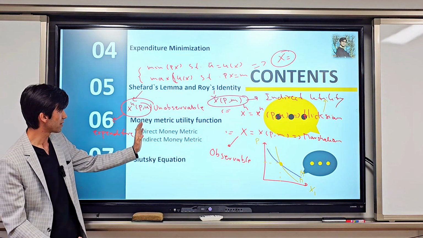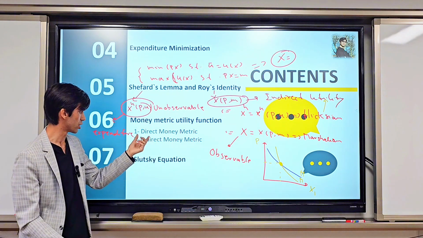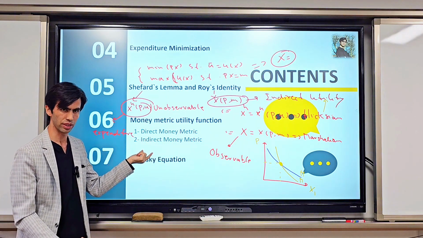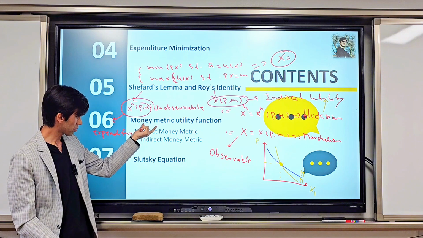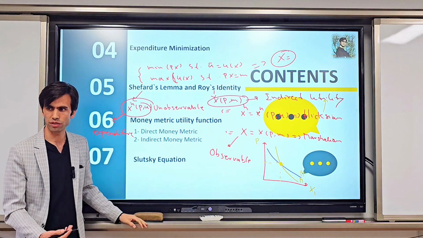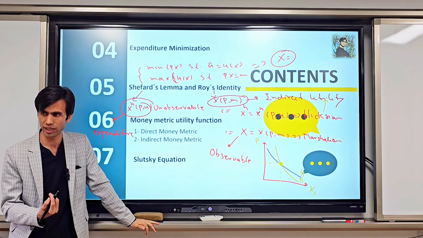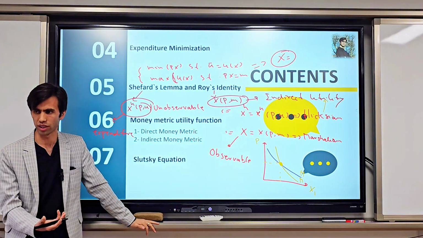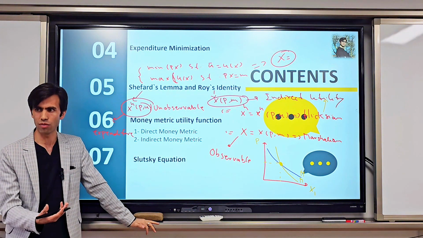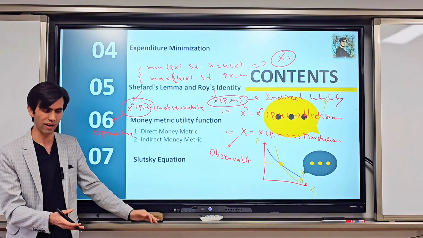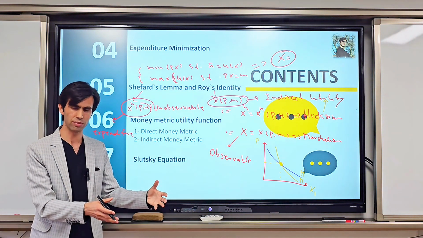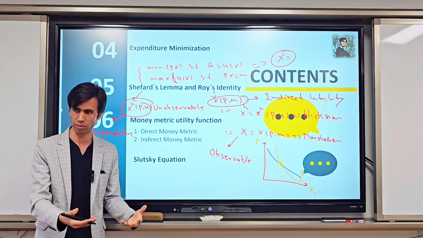And next we will have the monetary utility function, which is direct monetary and indirect monetary. This is good because the monetary utility function is related to our income level, so we can observe our utility: how much utility we will have if we consume this much amount of money. We compare based on money.